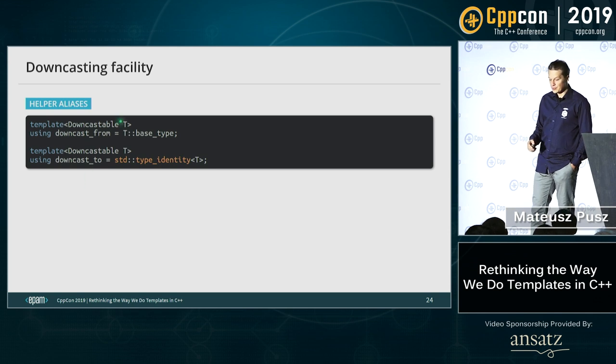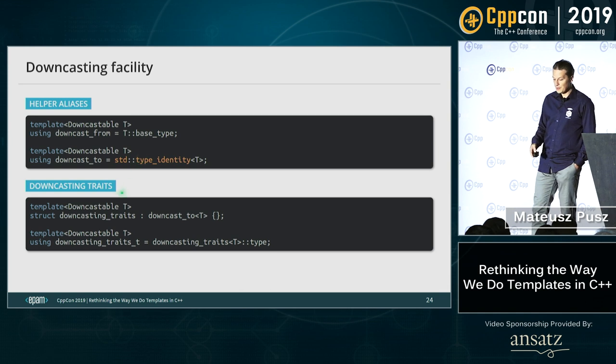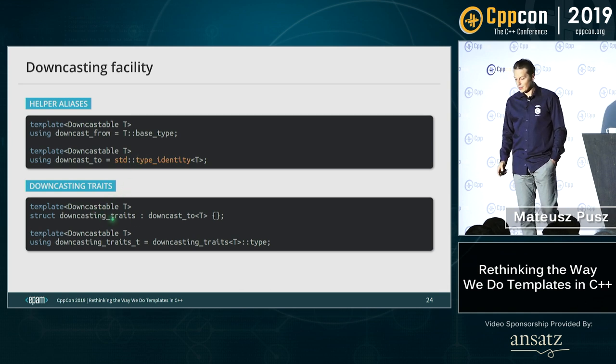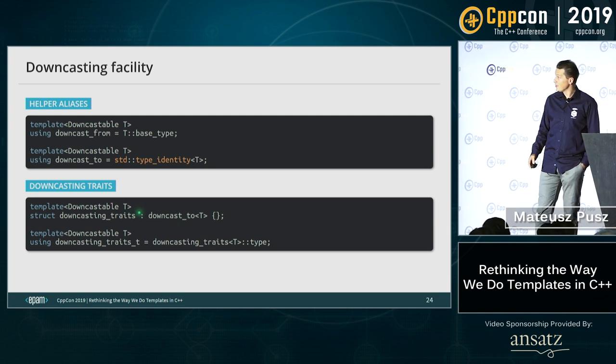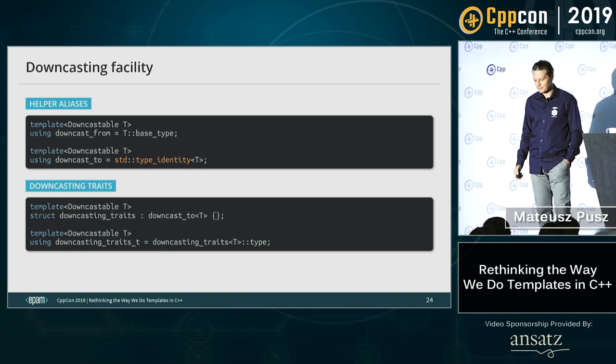Next, I have some helpers saying downcast from, downcast to. And I have downcasting traits that are implemented this way. Basically, the primary template of T is just T, because downcast to is type identity. And there is a helper underscore T.